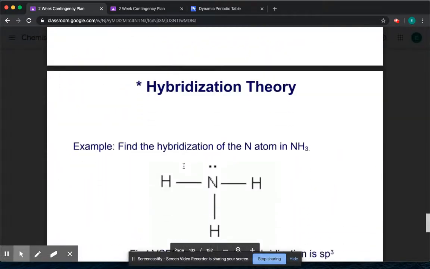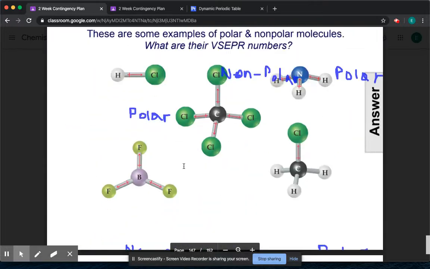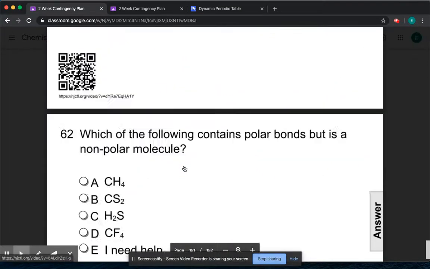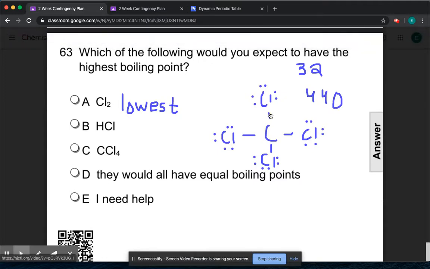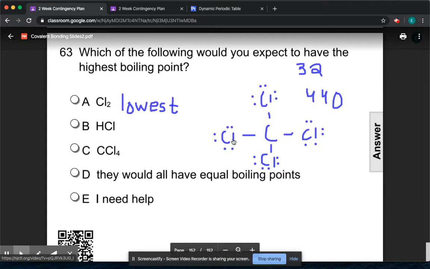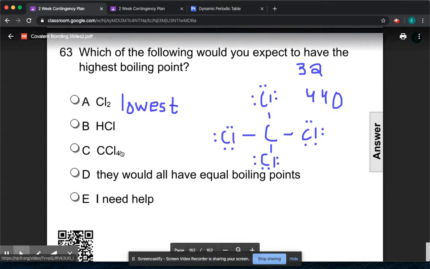What do you expect the poles to do? If you guess that they're going to cancel, you would be correct. Because of the shape, these poles, even though they are polar, would cancel. The chlorines are each pulling equally, so it would cancel out. So this is also non-polar. So Cl2 and CCl4 are both non-polar.